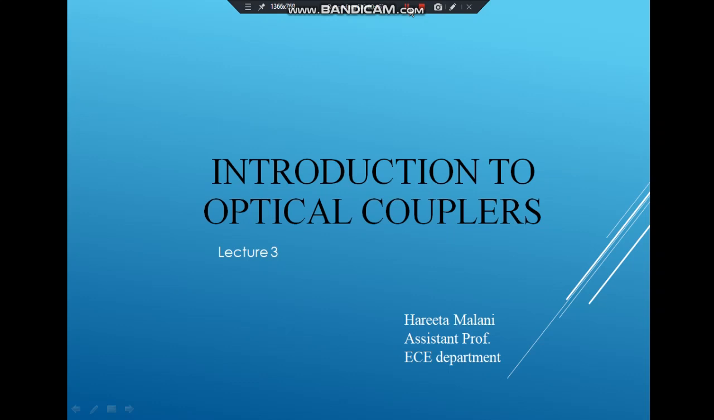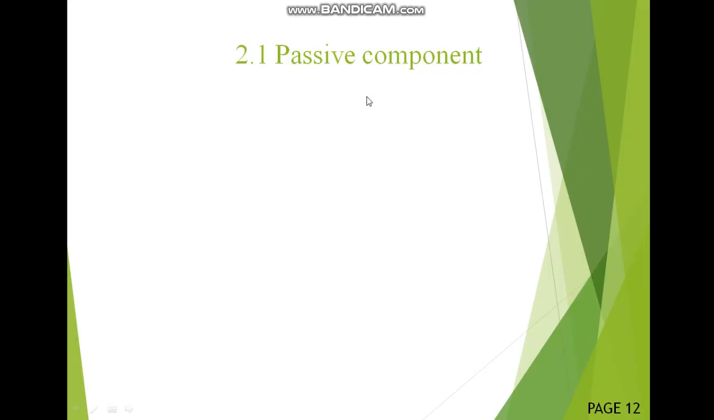Today I am delivering my online lecture on the subject fiber optic communication, and the topic to be discussed is optical couplers. So what do you mean by a coupler? A coupler is a device which transmits optical power, or couples an optical signal, from one end to the other end. Before starting with optical couplers, I will discuss the passive components.